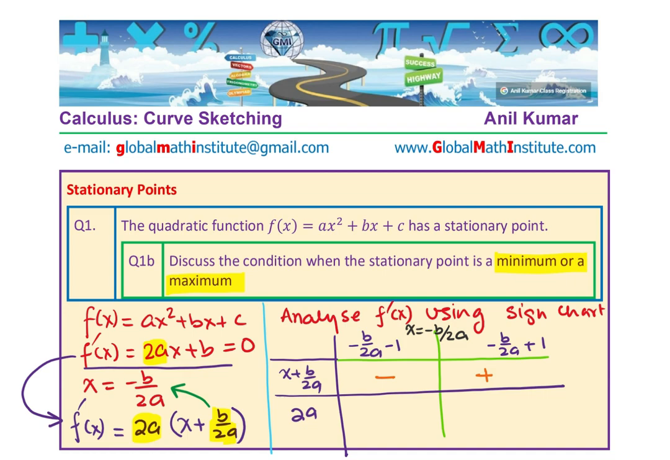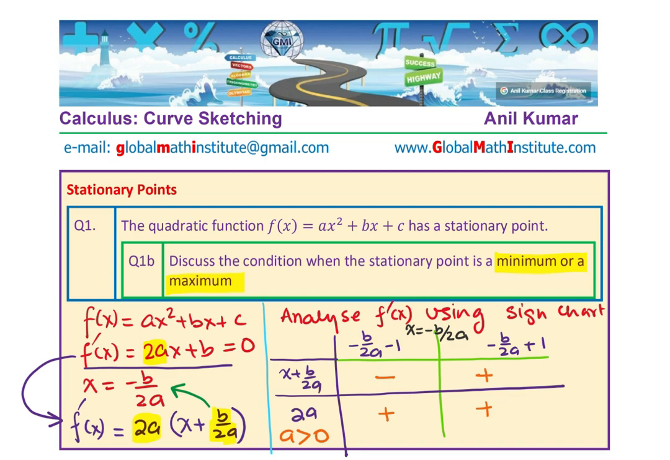However, the problem here is with 2a. What is a? So a could be positive or a could be negative. You get the idea. So that is why we have two conditions here, right? If a is greater than 0, meaning positive, in that case, we always have a positive value here, because this is not dependent on the interval x, it is a constant.